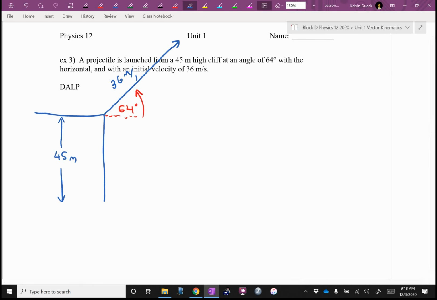No. Oh, did I say angle? I'm going to do components, and then I'm never going to use that 36 again. So I'll do my t-table right here.